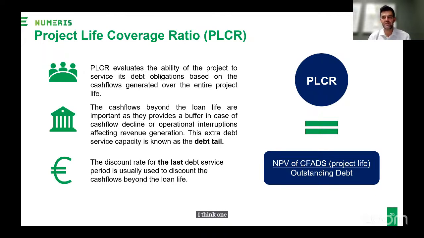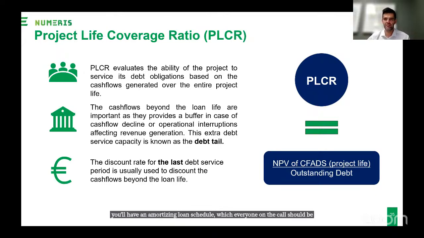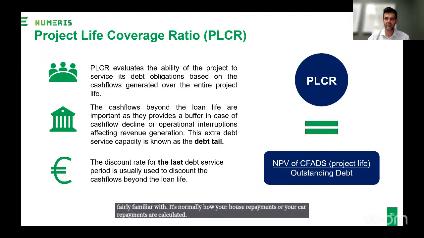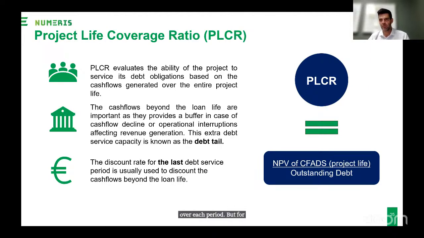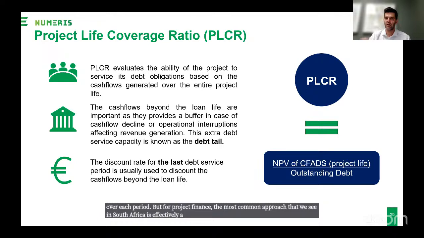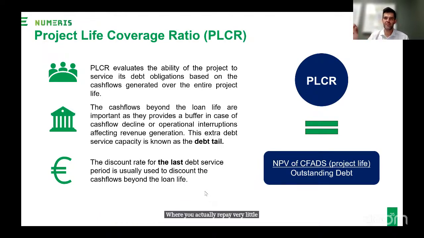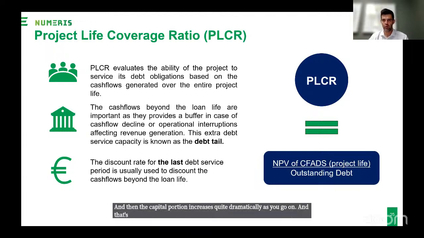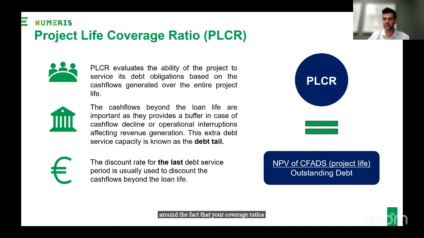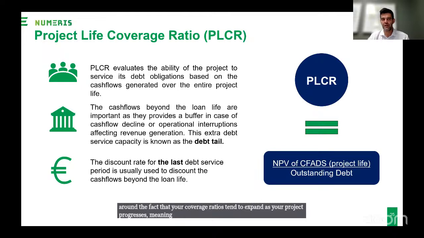One other point to note is that we've spoken about sizing the debt using the DSCR or using maximum gearing. But a very common practice is then to calculate how one actually repays that debt. For example, you'll have an amortizing loan schedule, which everyone on the call should be fairly familiar with. It's normally how your house repayments or car repayments are calculated, where you have a fixed installment over each period. But for project finance, the most common approach that we're seeing in South Africa is effectively a sculpted profile, where you repay very little capital in the early years. You mostly repay interest, and then the capital portion increases quite dramatically as you go on. That's because of the point I mentioned before: your coverage ratios tend to expand as your project progresses, meaning the coverage ratios are under the most pressure in the early years.